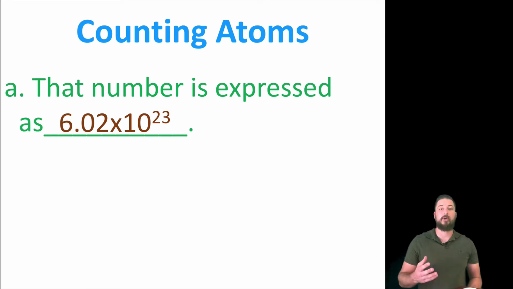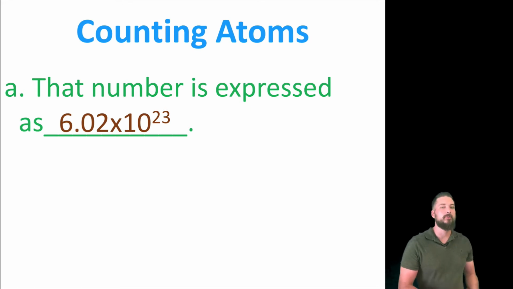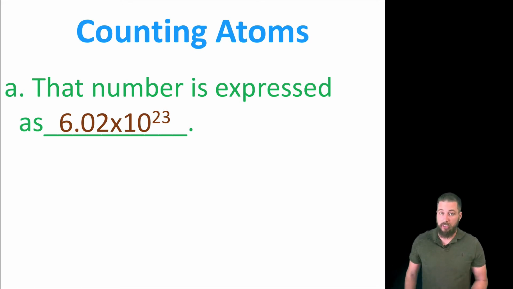I want to go ahead and pause for a moment and talk about how that compares to the word dozen. When I say I have a dozen of something, that means I have 12 of that thing. If I say I have a mole of something, that means I have 6.02 times 10 to the 23rd of that thing. And so if we have a mole of atoms, we have that many atoms.